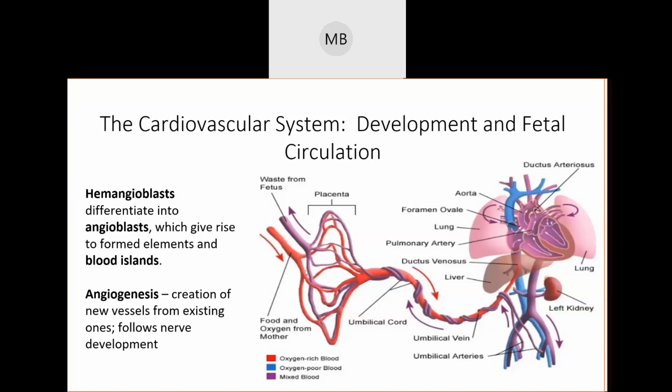Right? That's how this works. So you get food and oxygen supply from the mother that is fed into the placenta, and then the umbilical cord here, through these umbilical veins and arteries, go from the placenta to the fetus and back again. This is how things are traded between mother and fetus.